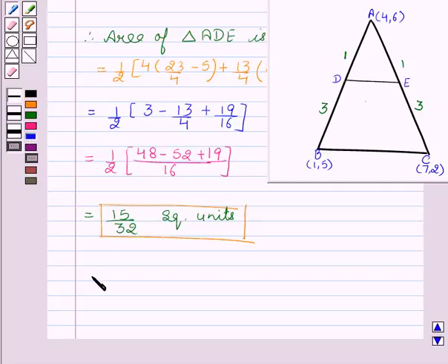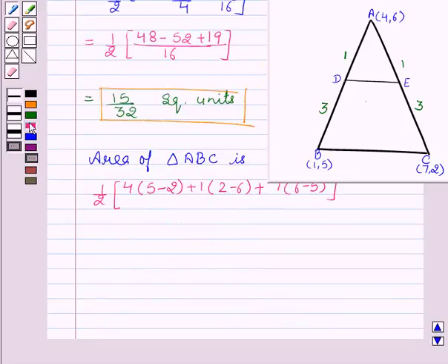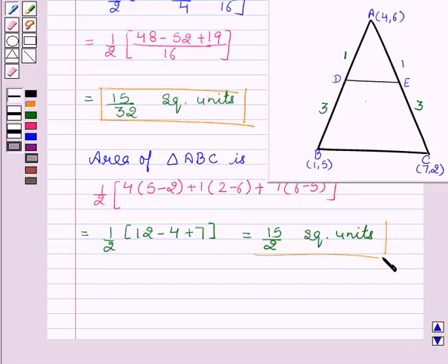Now we'll find the area of triangle ABC. So area of triangle ABC is 1 by 2 into [4 (5 minus 2) plus 1 (2 minus 6) plus 7 (6 minus 5)]. So this is equal to 1 by 2 into [12 minus 4 plus 7]. This is equal to 15 by 2 square units. So this is the area of the triangle ABC.